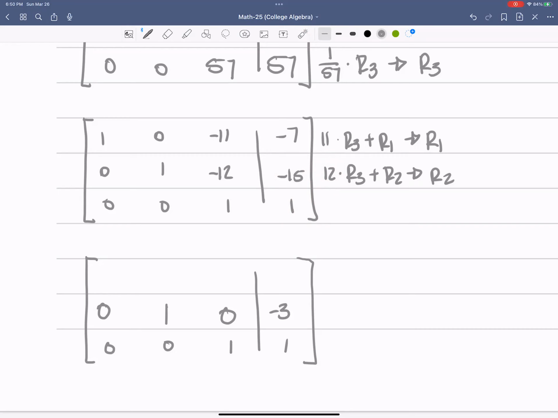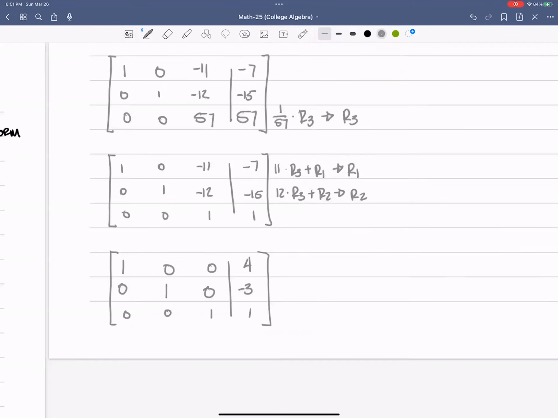Now let's work with row 1. So 11 times row 3. So 0 times 11 is going to be 0. 1 plus 0 is 1. Then 0 again. 0 times 11 is 0. 0 plus 0 is 0. 1 times 11 is 11. 11 minus 11 is 0. And 1 times 11 is 11. 11 minus 7 is 4.